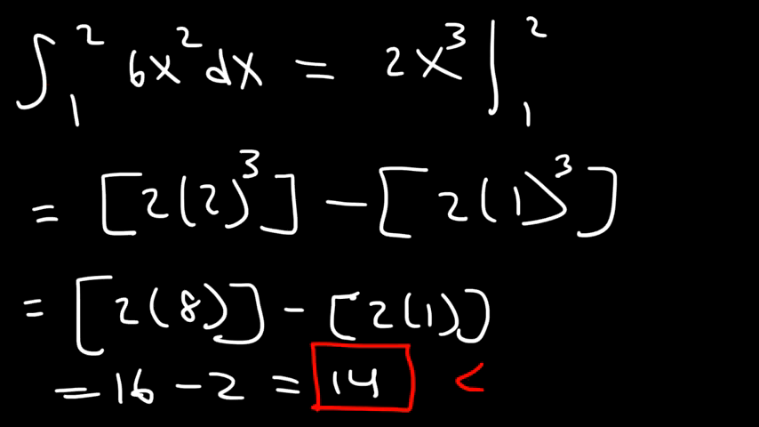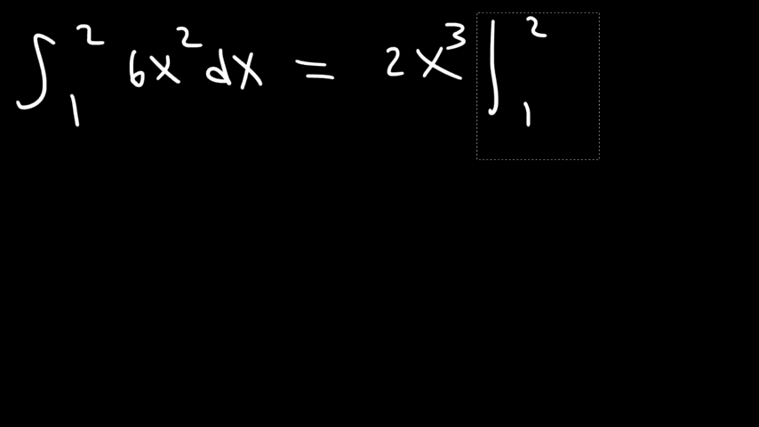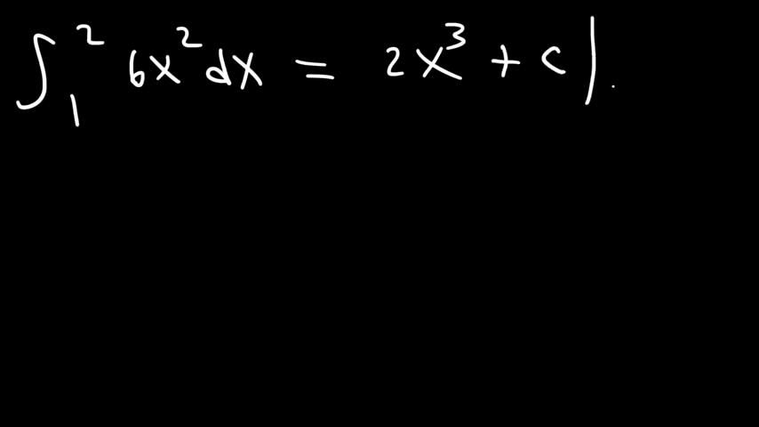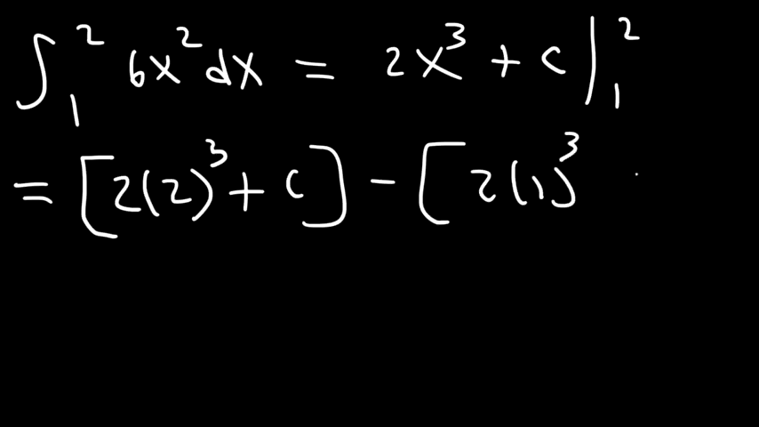Now, let's say we incorporated the constant c at this point. So once we integrated this expression and got 2x cubed, what's going to happen if we introduce the constant of integration? So when you plug in 2, you're going to get 2 times 2 to the third power plus c, and then minus 2 times 1 to the third plus c. So notice that c cancels. C minus c will disappear, and so your answer will still be 14.